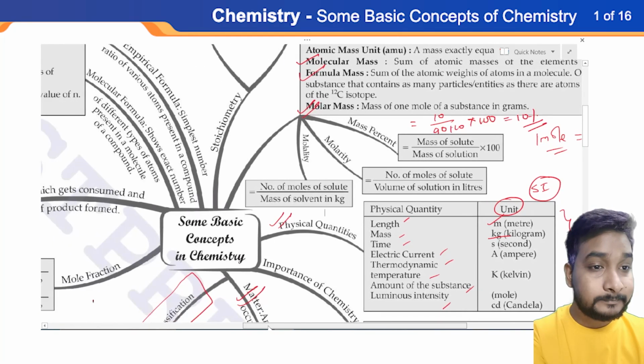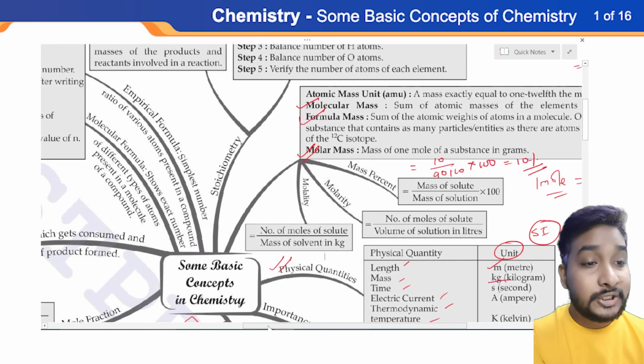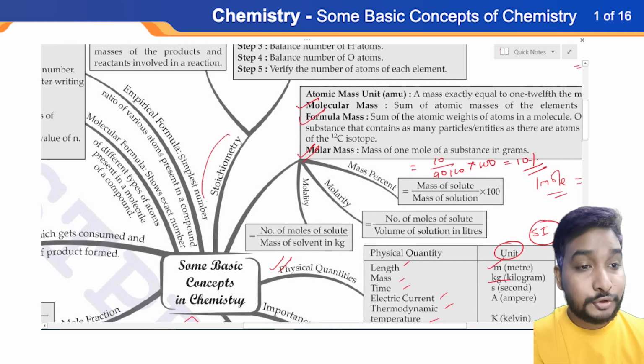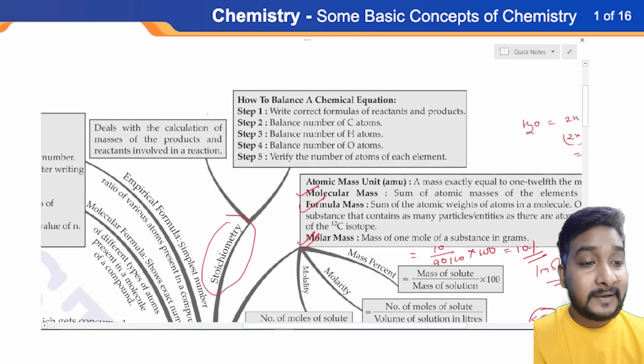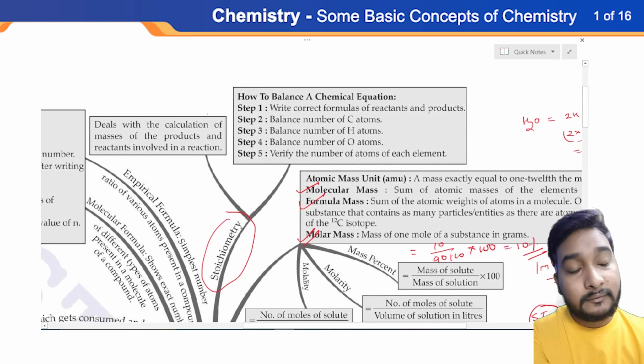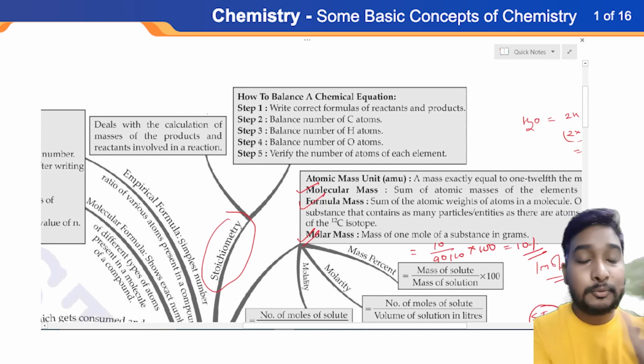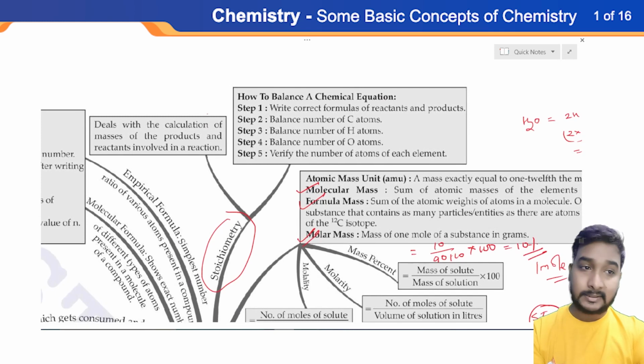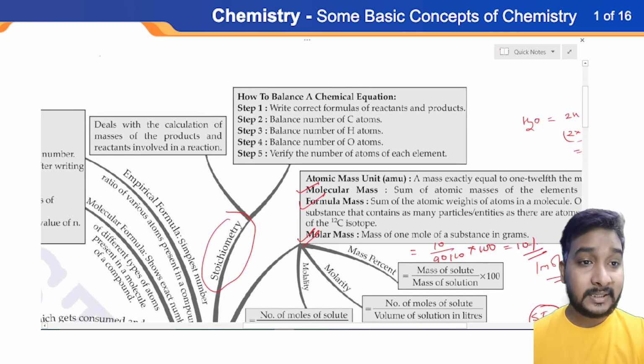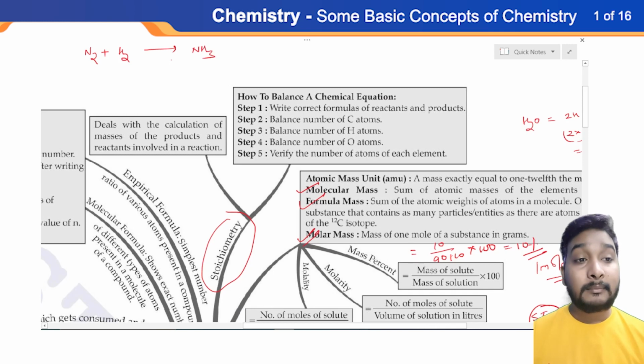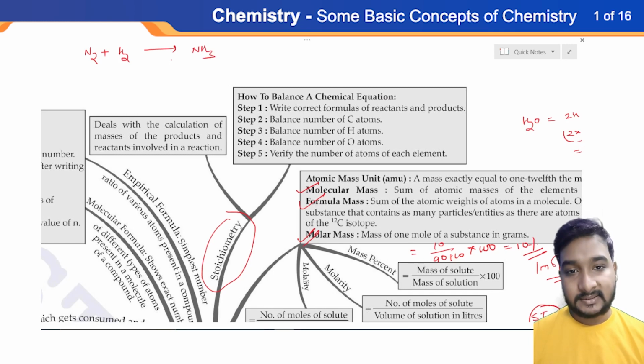Now next one, stoichiometry. What is stoichiometry? Suppose we are performing a reaction. Suppose I am writing here, we are performing a reaction: nitrogen is reacting with hydrogen and releasing ammonia. But in class 10th you have definitely read balancing of equations.